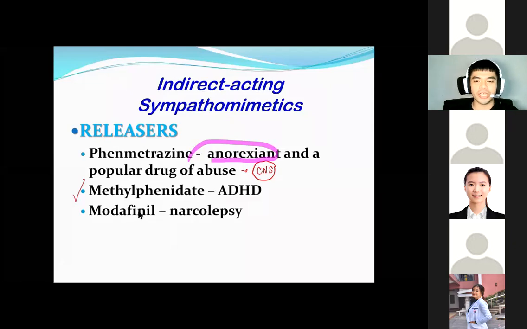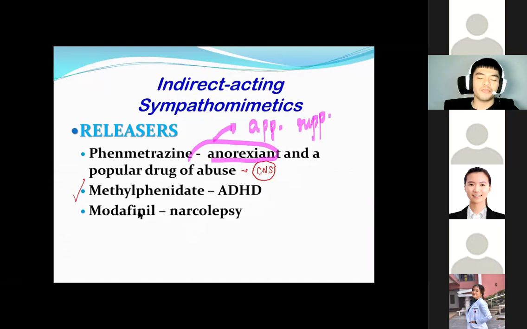What do you think anorexia means? Di ba nababasa niyo siguro sa internet, "oy, may anorexia siya." Pag anorexic yung tao, sobrang taba o sobrang payat? Payat. Yes, very good. So ang anorexia ay isang appetite suppressant. So again, phenmetrazine is an anorexic or an appetite suppressant.